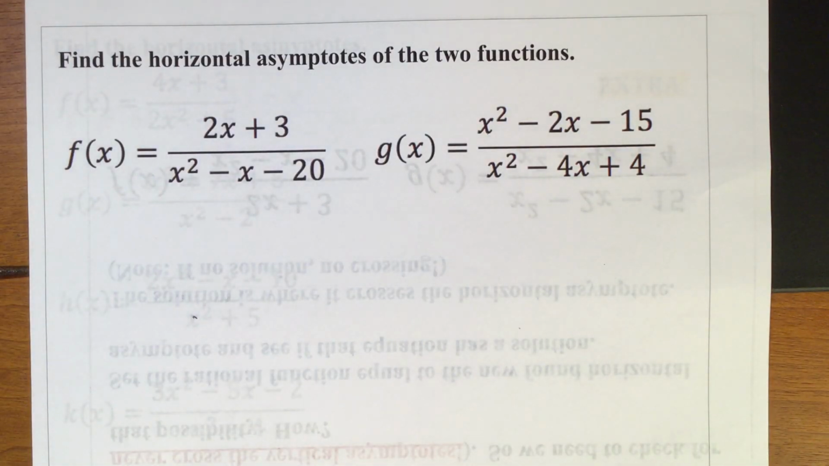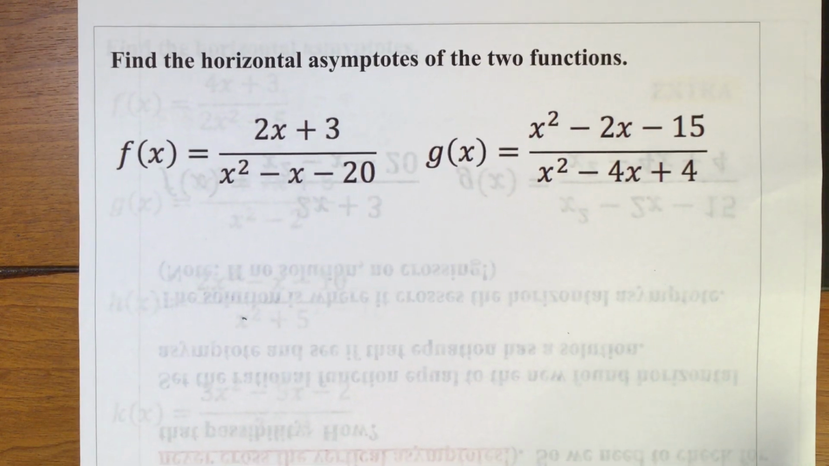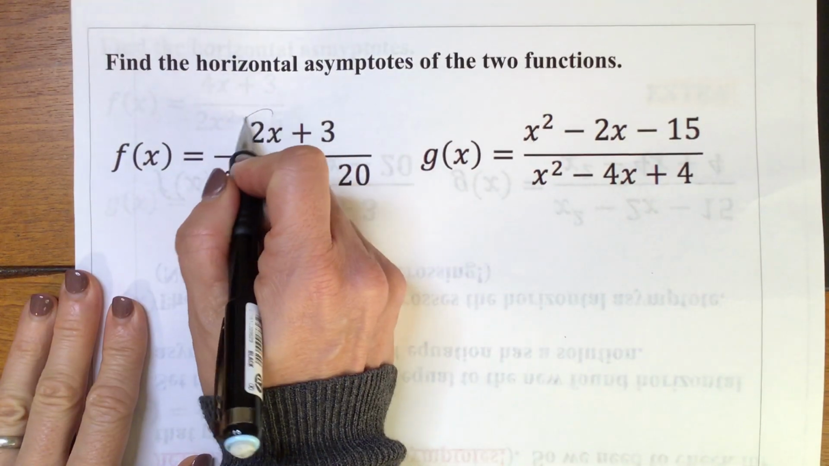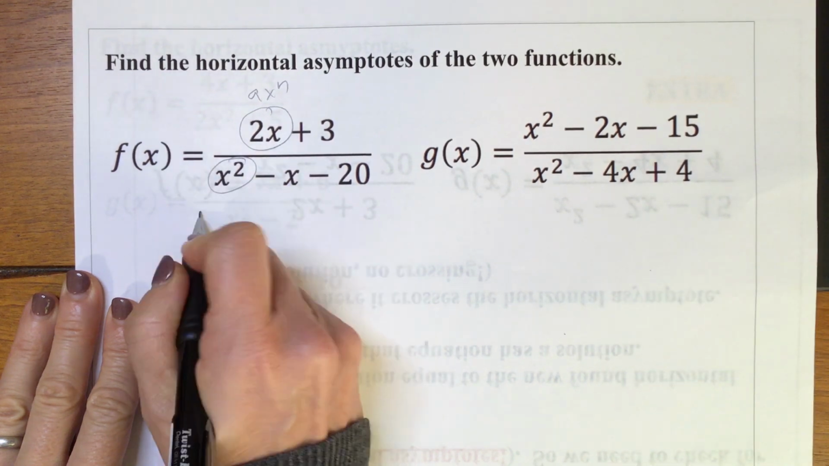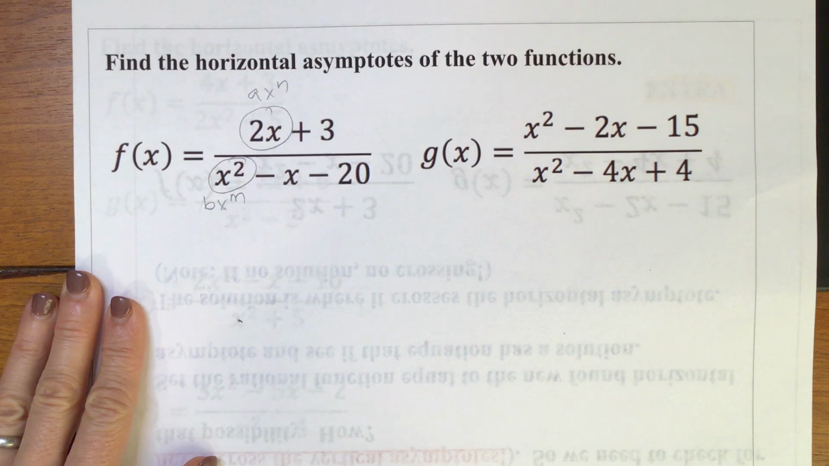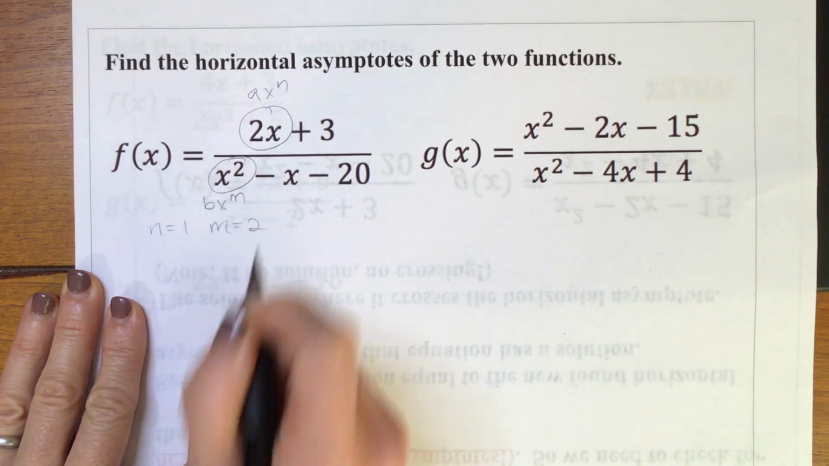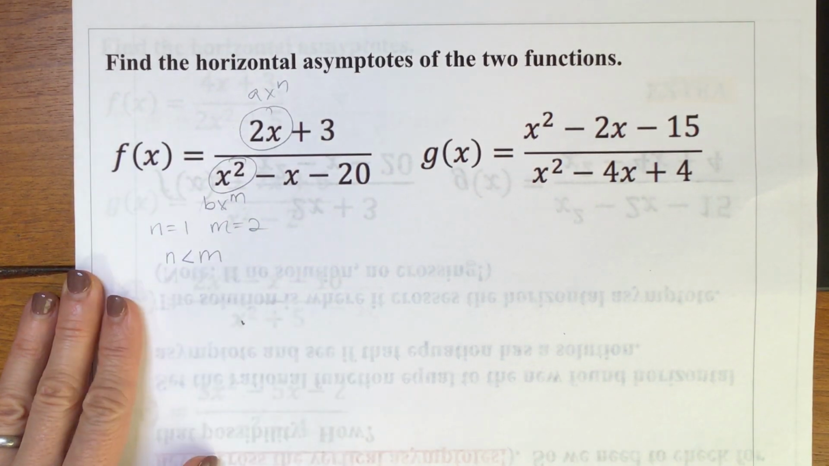All right. So we're going to find the horizontal asymptotes of these two functions. Looking at f of x, and we've seen these functions before, we started with these in the Monday-Tuesday lesson. These are my leading terms. This is my ax to the n, and this is my bx to the m. So in this situation, n equals 1 and m equals 2. Those are my exponents. So this is an n is less than m situation.